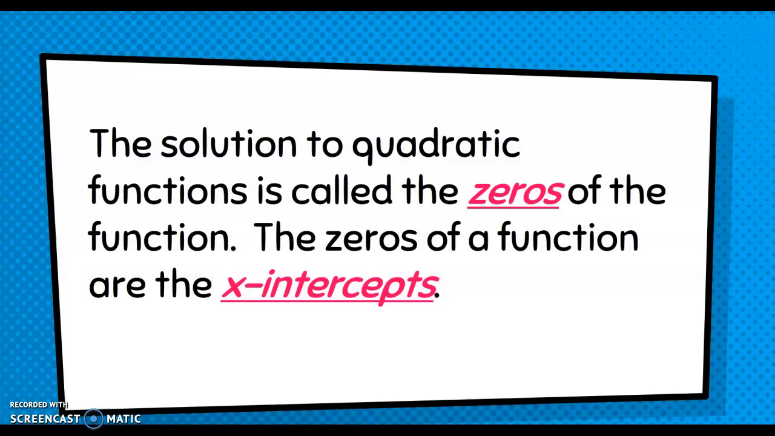So we're going to start again by reviewing what a quadratic solution is. So the solution to a quadratic function is just called the zero of that function, and the zero is simply the x-intercept. So it's just where that graph crosses the x-axis.